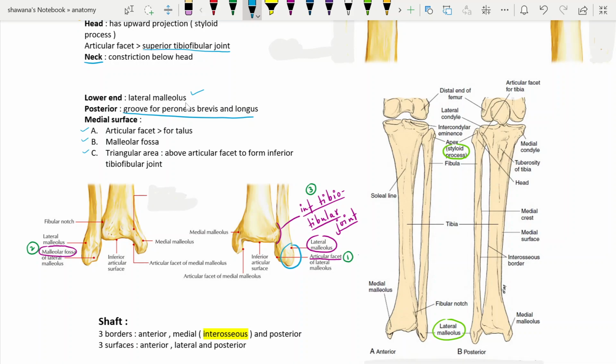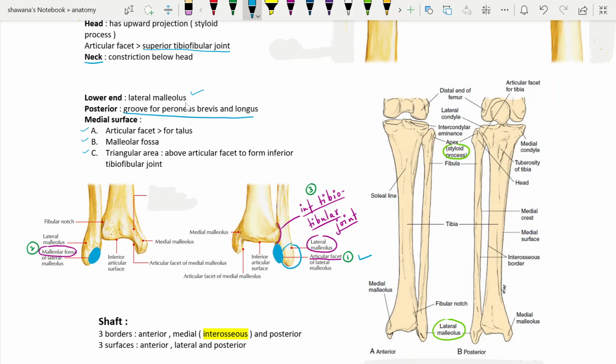First is the articular facet for the talus. As you can see here, this is the articular facet for the foot bone to form the ankle joint. This is for the talus. Then this is the malleolar fossa, and the triangular area to form the inferior tibiofibular joint.